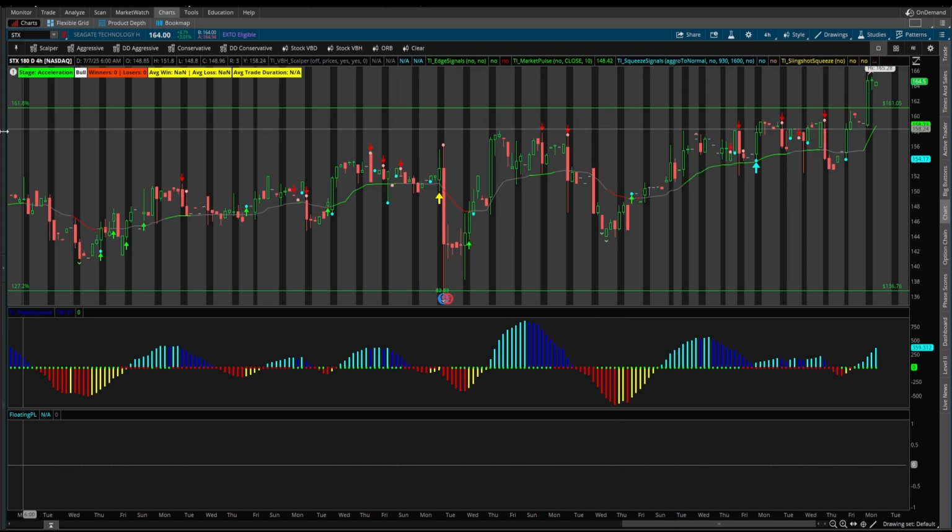On the 4-hour chart, we're starting to see all of these overbought confirmation signals.